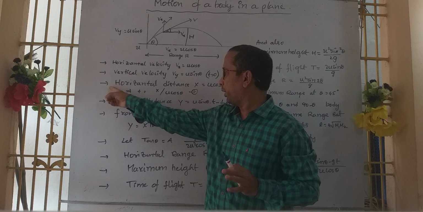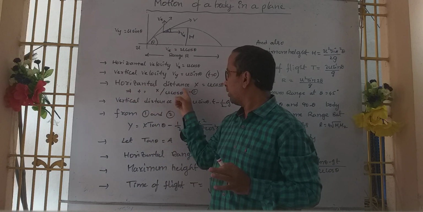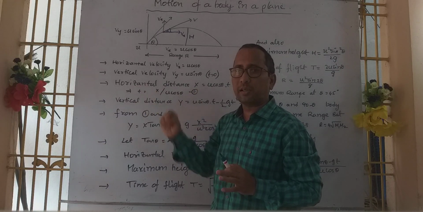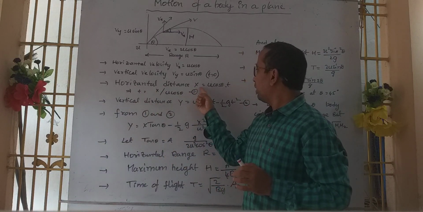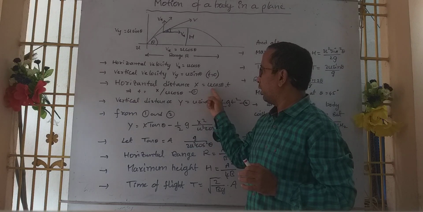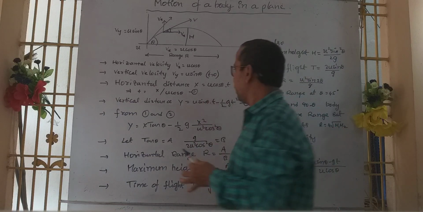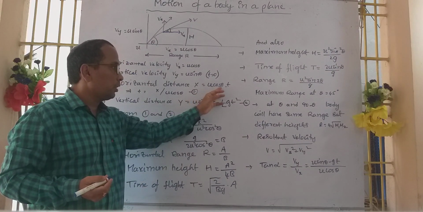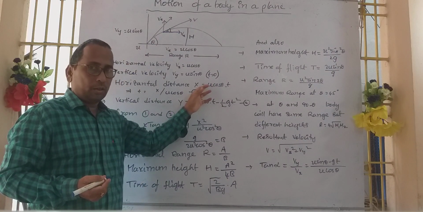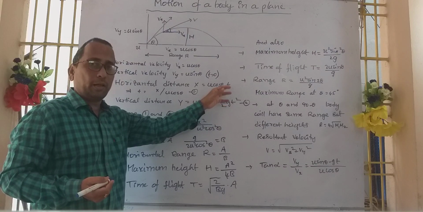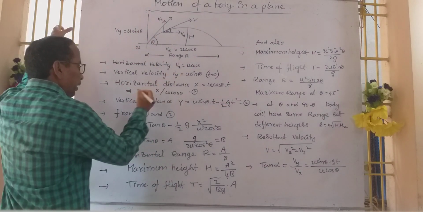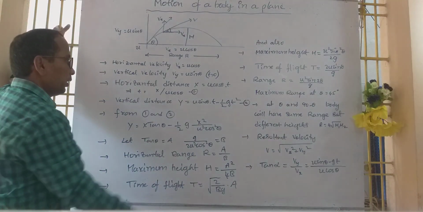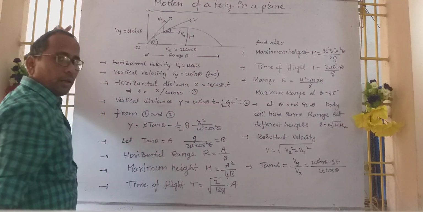Now, the third point is horizontal distance. Horizontal distance is denoted generally by x along the x-axis. That's why the horizontal distance x is equal to u cos theta into t. U is the initial velocity, cos theta is the resolved component, and t is the time. Then t is equal to x by u cos theta.